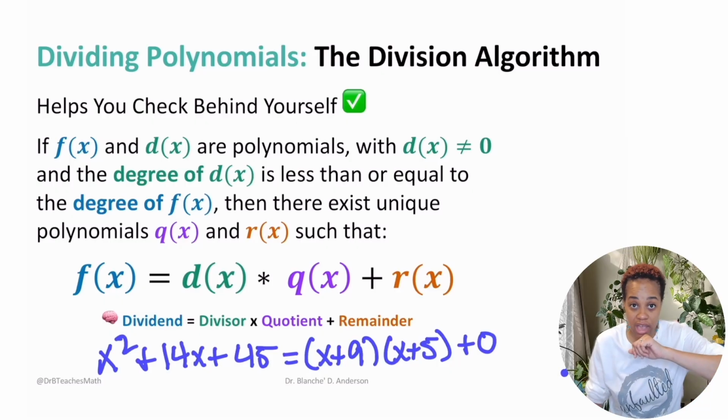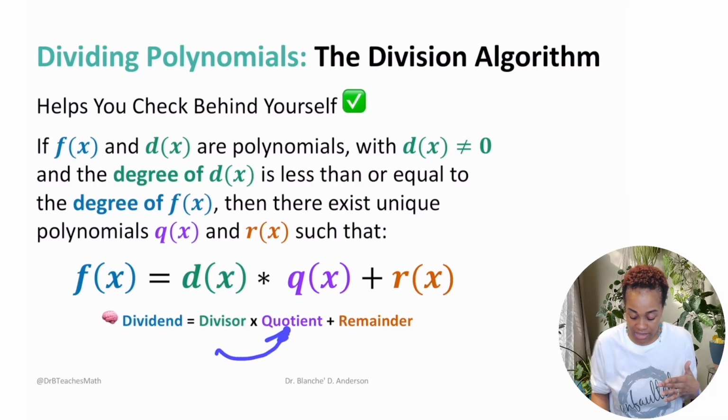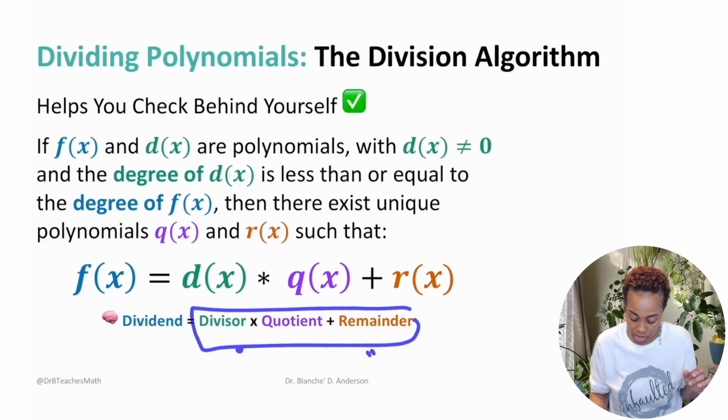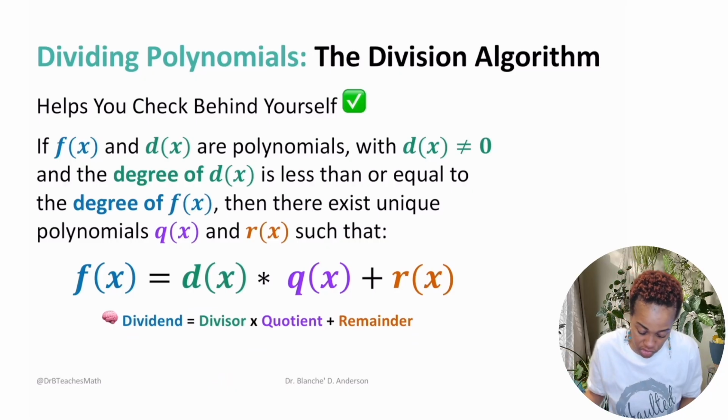That's what this division algorithm says. So how do you check yourself? Take the dividend, and then take whatever's doing the dividing, multiply it by the answer, the quotient, add the remainder, and when you do all of this, you should end back up with the polynomial that you started with. That's all that means. Okay, so that's how you check yourself.